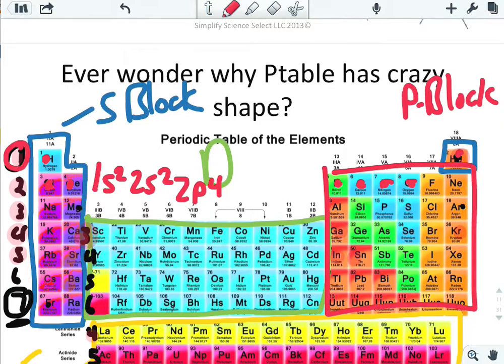To check and make sure we have it right, we know we have 8 protons, and it's non-ionized, so there are going to be 8 electrons. So 2 plus 2 is 4, plus 4 is 8. We did it right, and that would be our electron configuration.